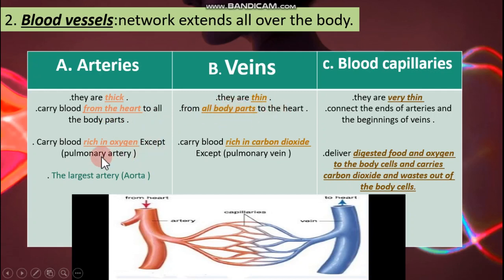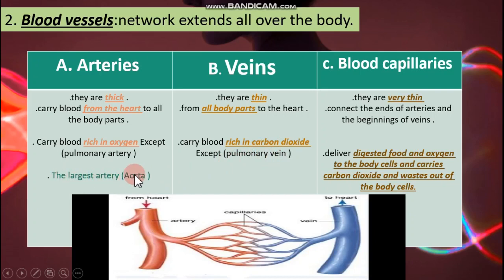The arteries carry blood rich in oxygen, except the pulmonary artery, which carries blood rich in carbon dioxide, while the veins carry blood rich in carbon dioxide, except the pulmonary vein. The pulmonary vein carries blood rich in oxygen. And the largest artery is called the aorta.